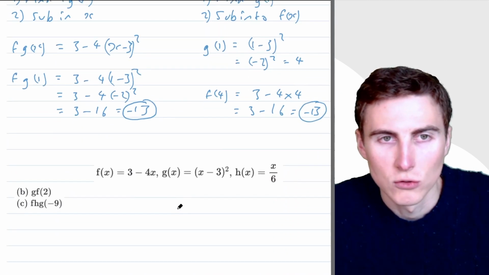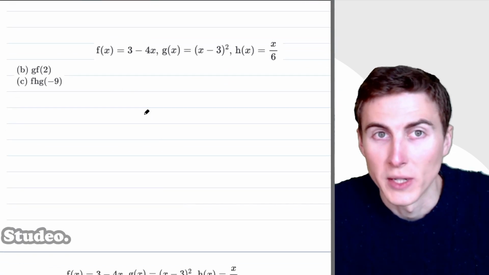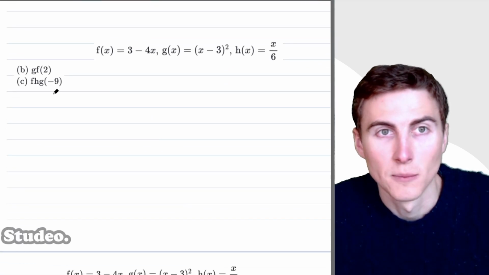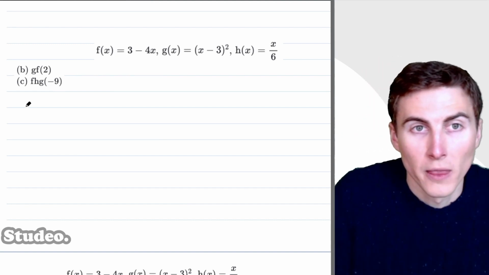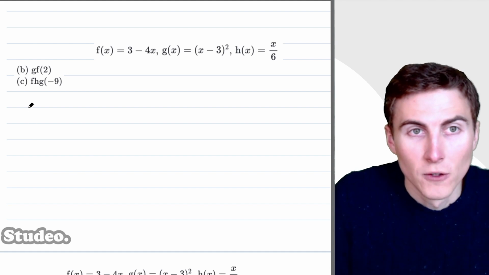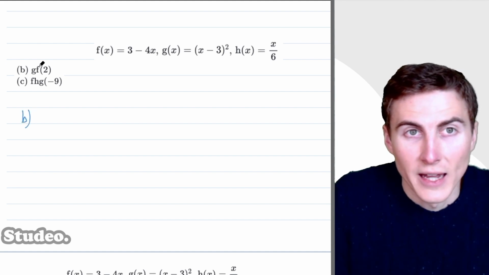So if we now scroll down, what I've done is just repeated the question, just so we can see it. And let's try the method 2 approach to B. Okay, so for B, the first thing we want to do is find f of 2.